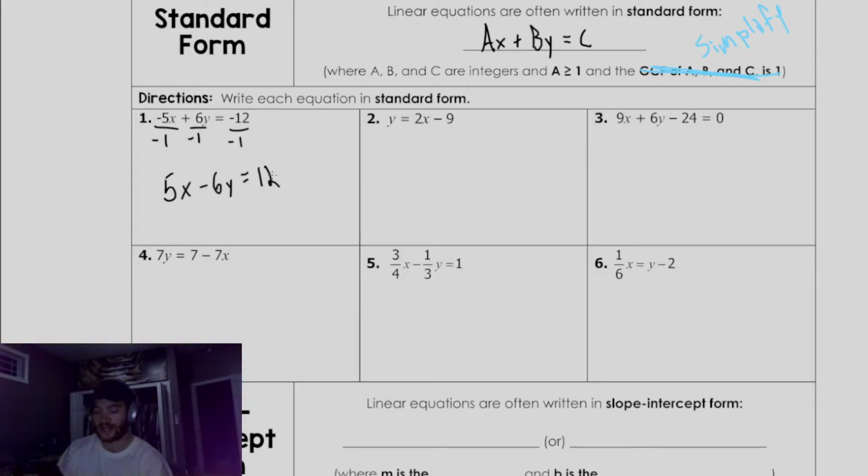Okay, cool. So now this is written in standard form. Yay, we did it. That's the whole thing. It checks out, right? It is as simple as it can go. 5, 6, and 12, none of them are related. 5 is greater than or equal to 1. Everything checks out.